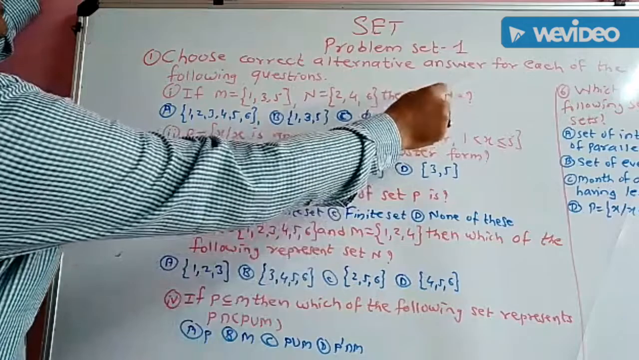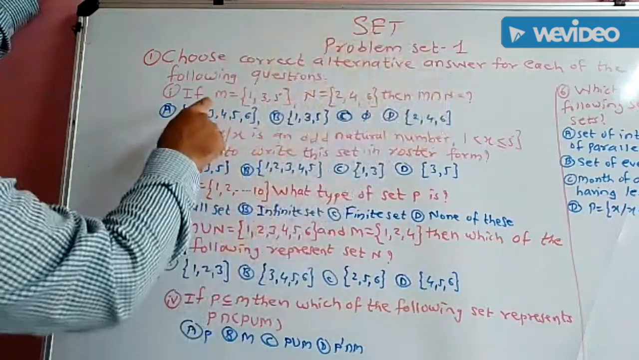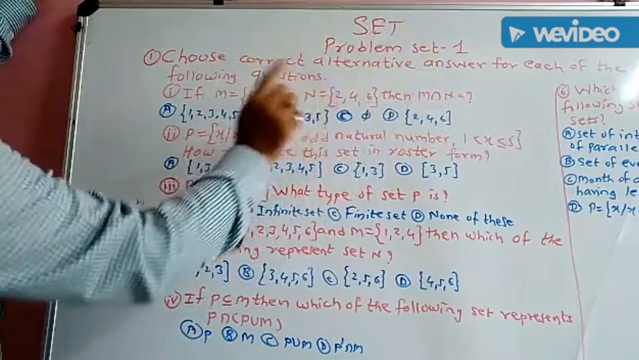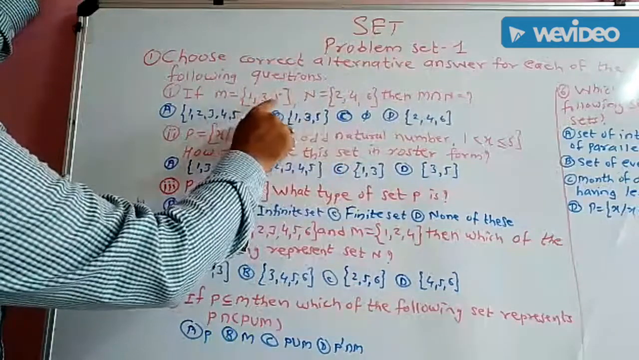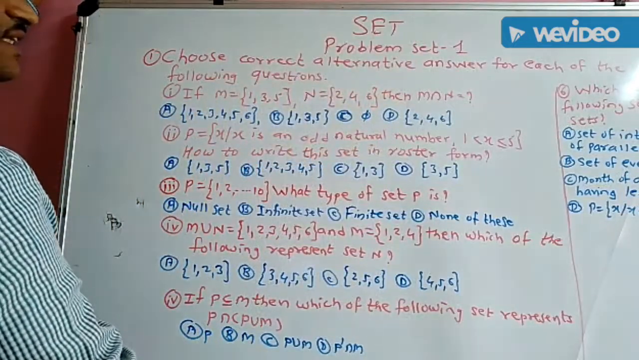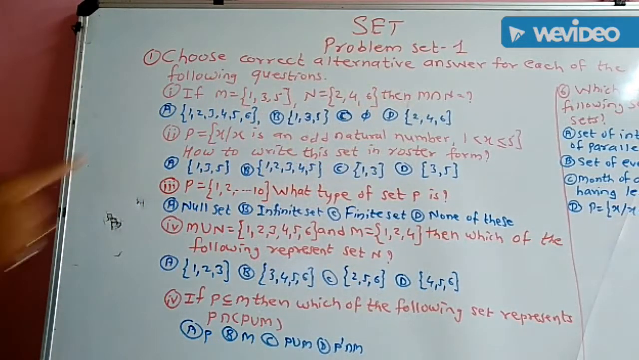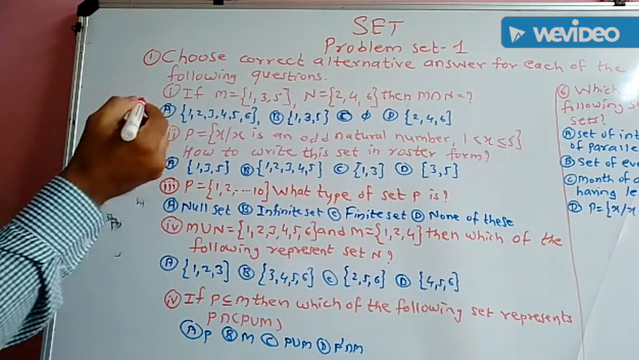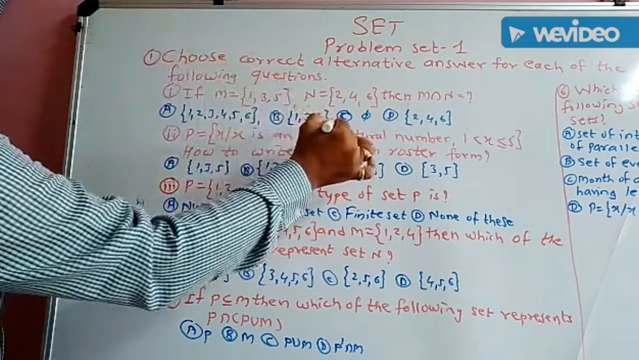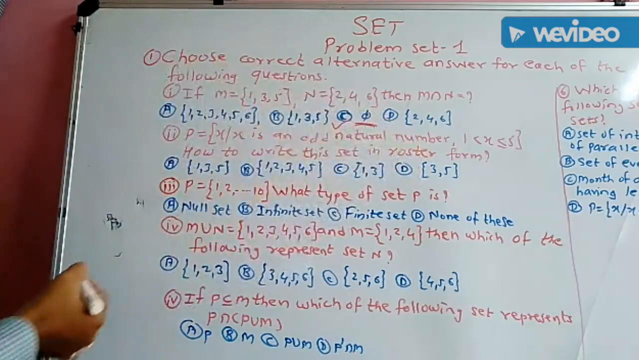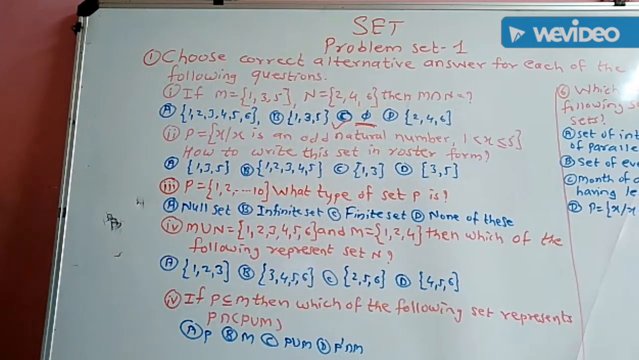M intersection N means the set of all the common elements in M and N. The elements in M and N are 1, 3, 5 and 2, 4, 6. There is no common element in both. That means there is no element in the set M intersection N, and that means it is an empty set, denoted by phi. Therefore our correct alternative is C, that is phi.